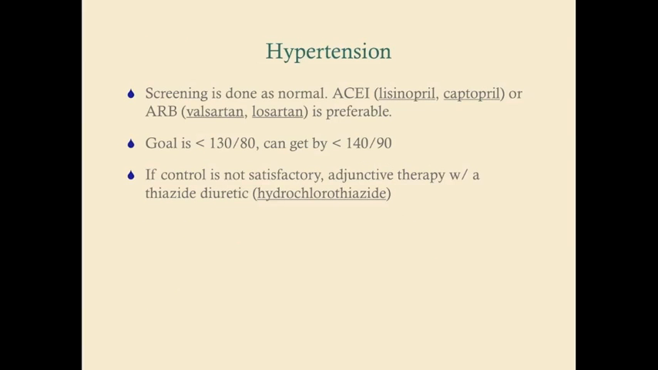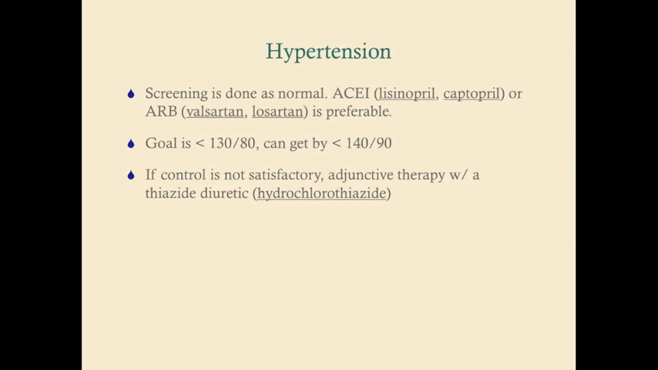Okay, so hypertension, as I mentioned, the screening is done as normal. And for treatment, an ACE inhibitor or an angiotensin receptor blocker is preferable. Now, the goal is going to be to get the patient under 130 over 80, but you can get by if the patient is under 140 over 90. But anytime the patient is over 140 over 90, that's not adequate hypertension control, and you're going to need to add another drug, be it a thiazide diuretic, a beta blocker, a calcium channel blocker, or so forth.